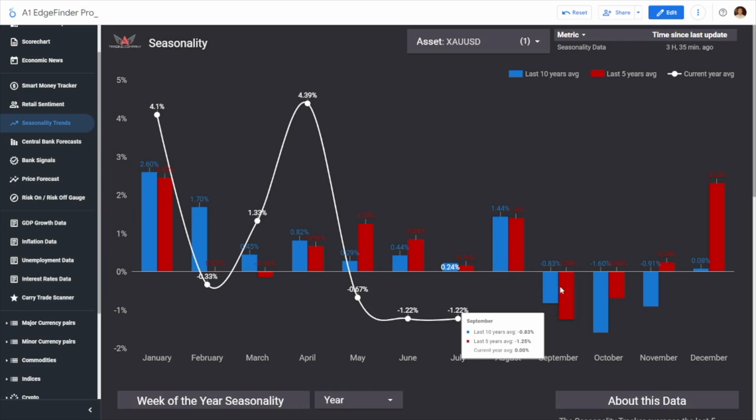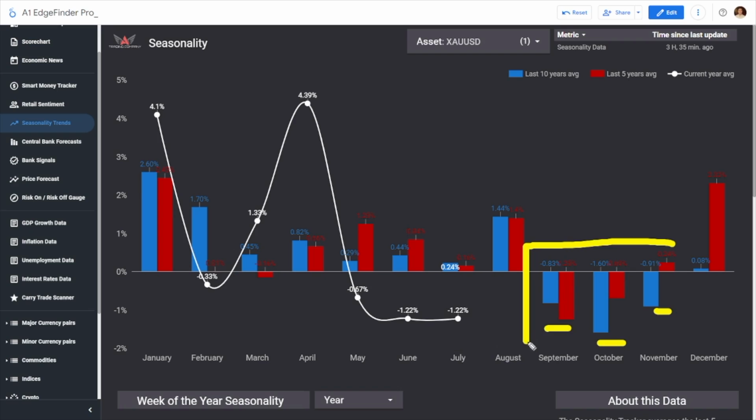Now, we can also see that if we kept reading for gold, we can take a look at September, October, November. These months historically have shown slight declines. So during this portion of the year, perhaps I'll be less inclined to buy gold and maybe even be looking for sells. Now, again, this is not enough to base an entire strategy off of, in my opinion, but it's a wonderful way to add confluence to your existing trading strategies.